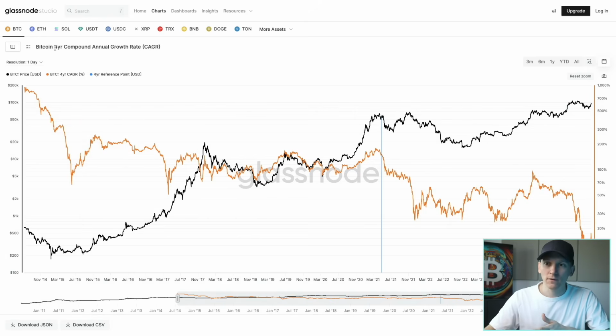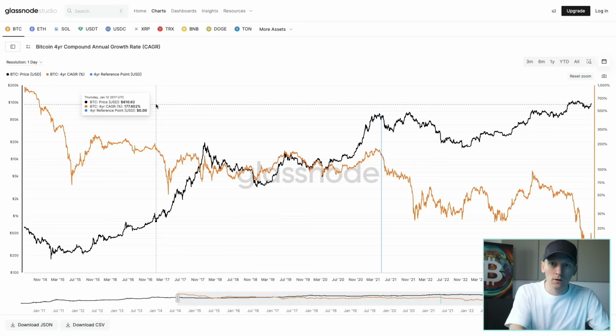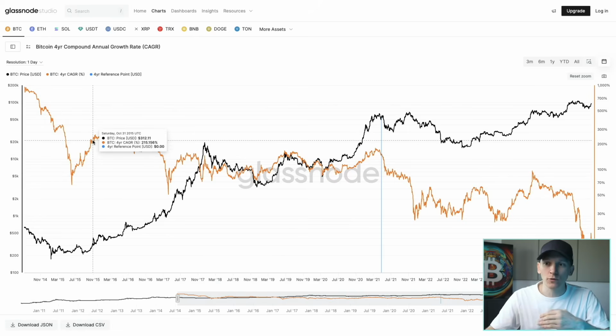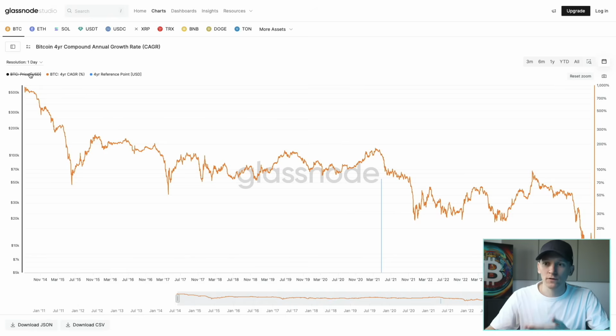This is a compound annual growth rate chart. This is on Glassnode. I'll link it below as well. It's a 4-year annual growth rate because Bitcoin's halving cycle is every 4 years. But what this does is take the price 4 years ago, compare it to now. What's the difference? And so what is that growth rate over that time? This orange line is the growth rate. So what we're going to do is take the price away. That is Bitcoin's growth rate over time.